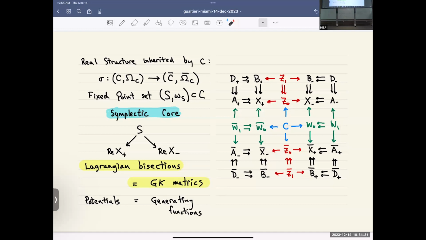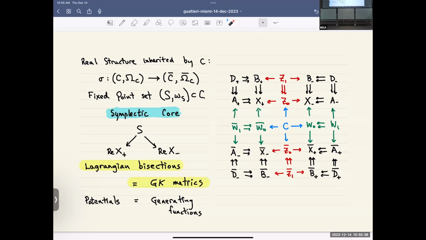And the last piece of structure, which is the generalized Kahler metric, is that it's a Lagrangian bisection, a Lagrangian submanifold of this S. So inside that S, there is a Lagrangian submanifold that is a cross section of both of these fibrations. And that Lagrangian is the generalized Kahler metric in the GK class. Everything else is holomorphic. The only non-holomorphic data is this Lagrangian submanifold. And because it is a real Lagrangian submanifold, it can be locally described as the graph of a function. If you choose Darboux coordinates, it has a generating function.